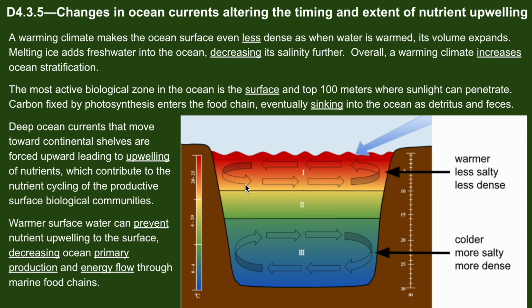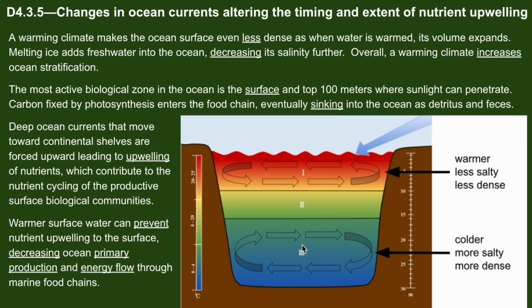Since we're seeing a warming climate, we're seeing warming of this upper layer, and as that occurs, we're seeing the volume expand. Melting ice adds fresh water to the ocean, further decreasing its salinity. So we're seeing a bigger difference now in ocean stratification: warmer, less salty water on top, and remember, this is the cold, more salty area.